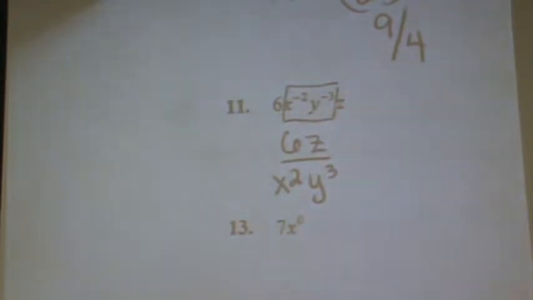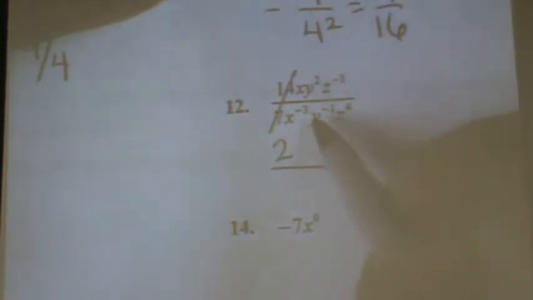Number 11, you are going to move these two pieces right here. Those have a negative exponent. So this is going to be a 6 and a z on top, and an x squared on the bottom, and a y cubed. Number 12, 7 goes into 14 2 times.